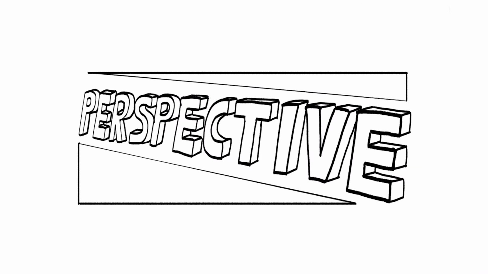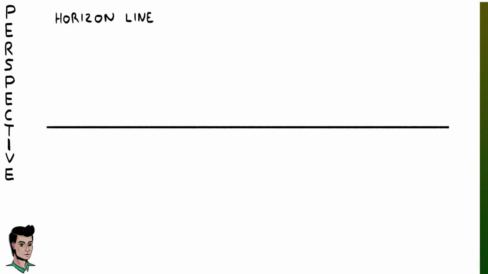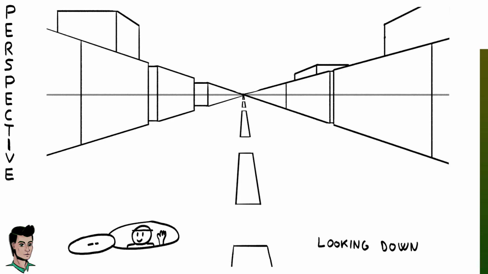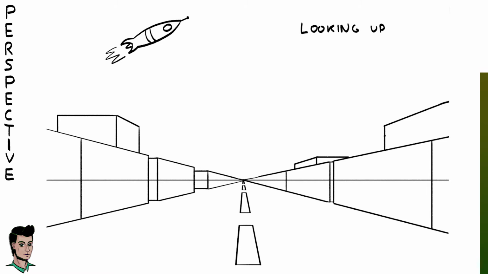Moving on to perspective, let's start by tracing our horizon line. 1-point perspective is where you extend 3-dimensional shapes according to this 1 point on the horizon line. If the horizon line is high on the canvas, we're looking down. If it's low, we're looking up.